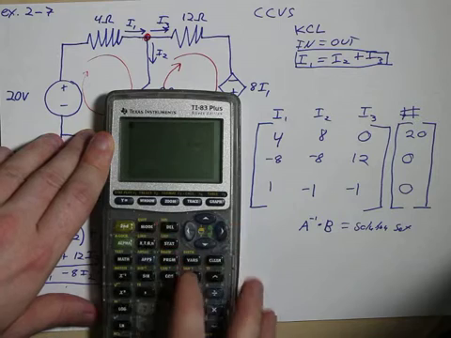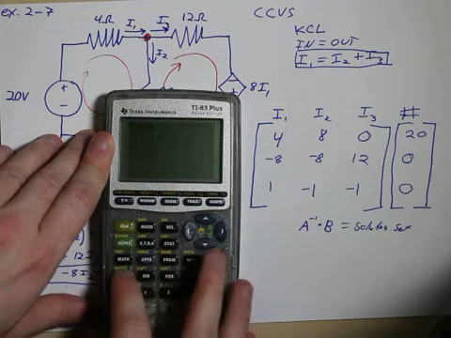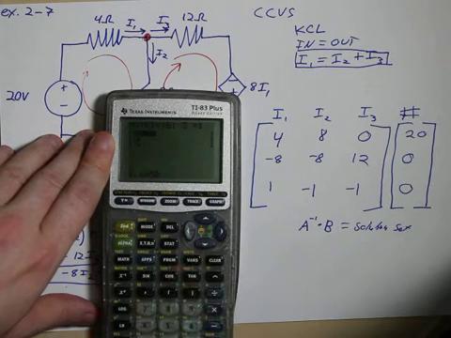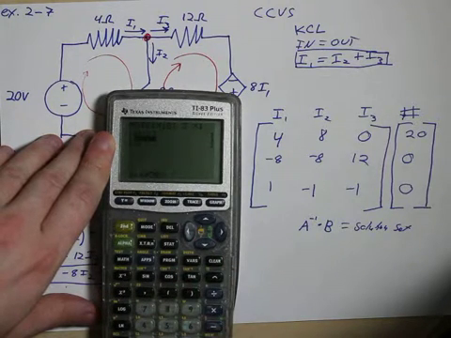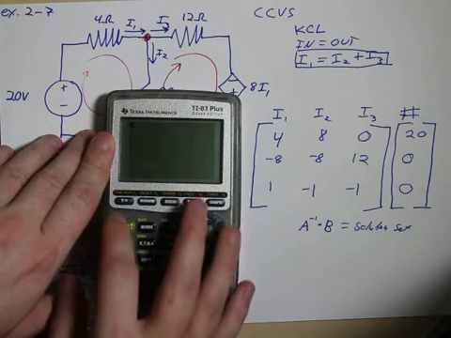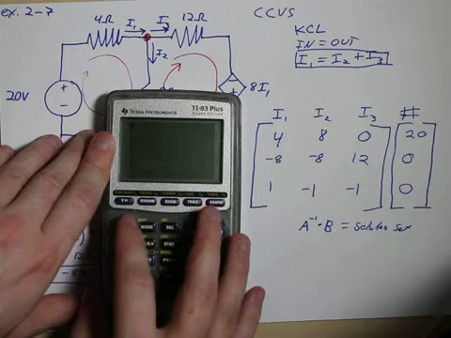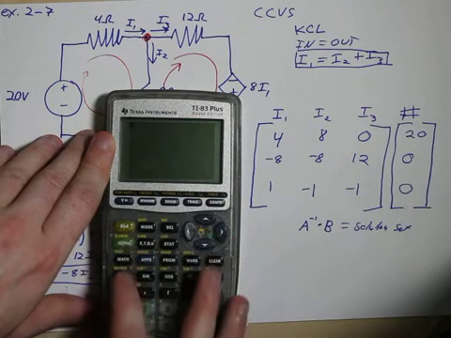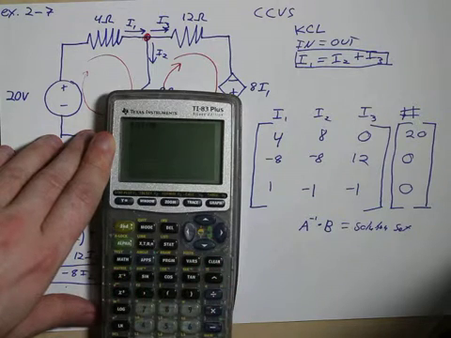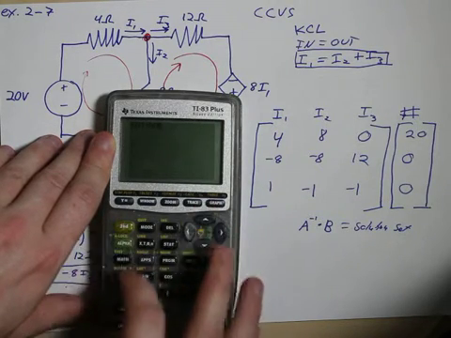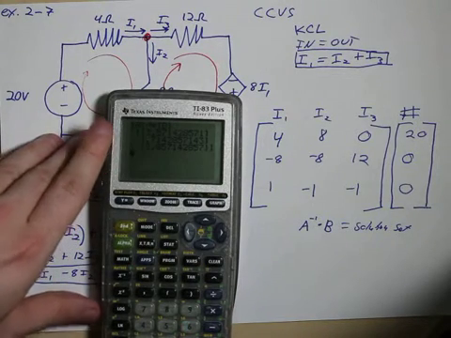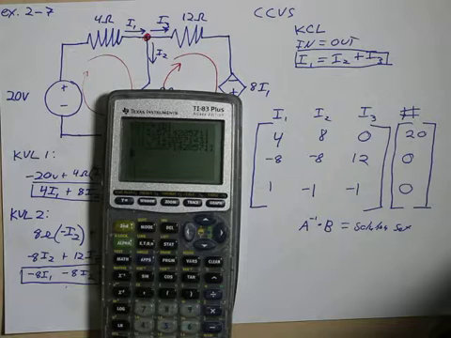So we're going to do a second quit. And then we're going to do a second matrix and edit B, which is a 3 by 1 matrix. So this one is going to be 20, 0, and 0. Cool. I'm going to quit that one. Now we're going to do a second matrix A. And remember, we use the inverse, up minus 1, times second matrix B, answer. And so those are our answers.